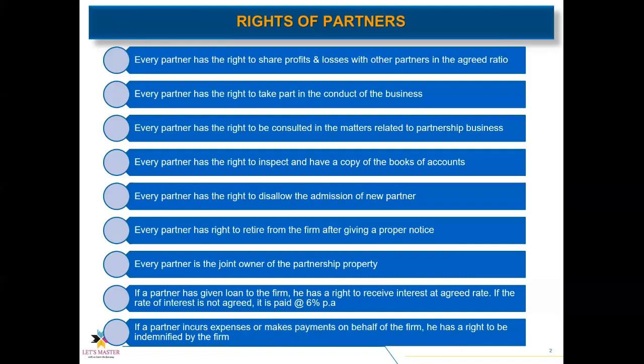And lastly, if a partner incurs expenses or makes payments on behalf of the firm, he has a right to be indemnified by the firm. That means if a partner pays any bill of the partnership firm from his own pocket or from his own assets, then the partner is supposed to get reimbursement for the amount that he has paid on behalf of the partnership firm. So these are some of the rights that each partner of any partnership firm operating in India enjoys.